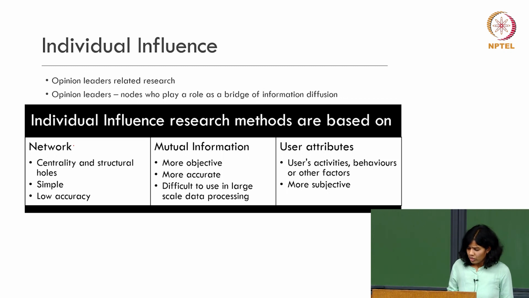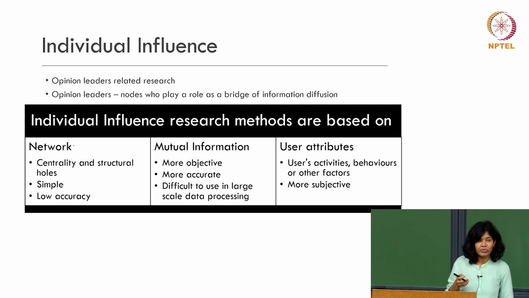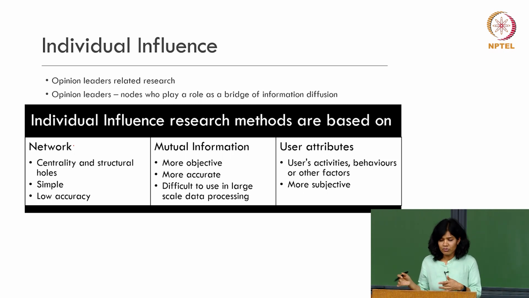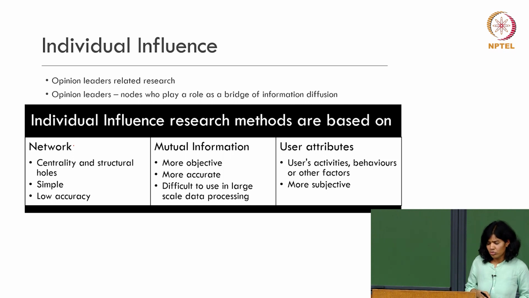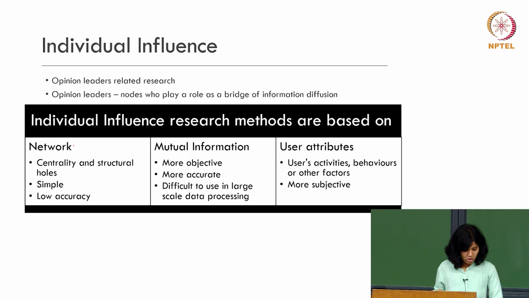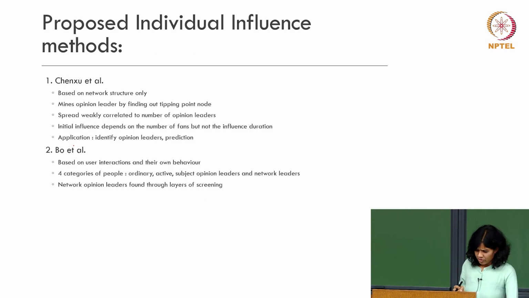And then there is another set which is basically user attributes based. So my activity: if I'm really active, I have a lot of followers, people are retweeting my tweets a lot, so maybe I'm an influential user. So all these are basically figuring out who the people are who are influential in the network, and they can help in the information spread. There are a lot of papers in this field, but let's not go into the detail. I'll just cover a few.